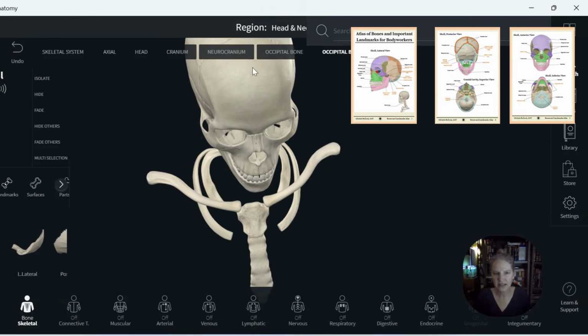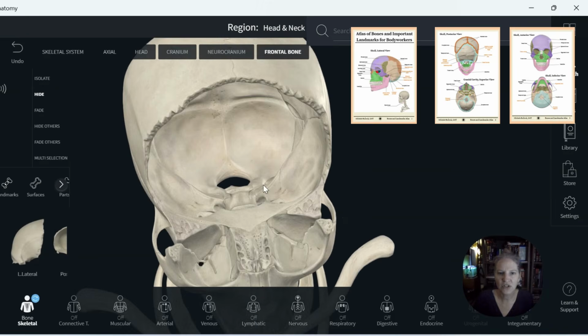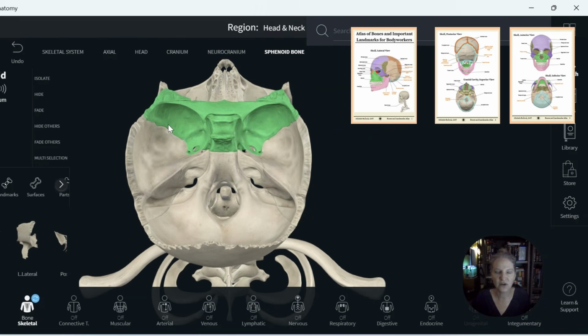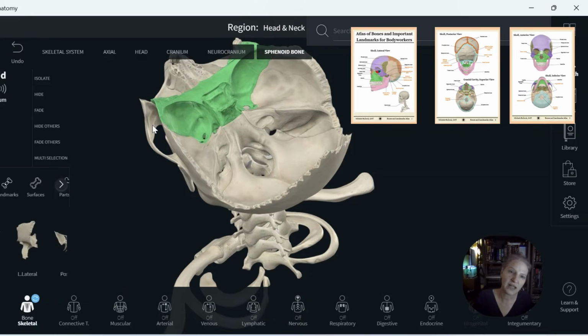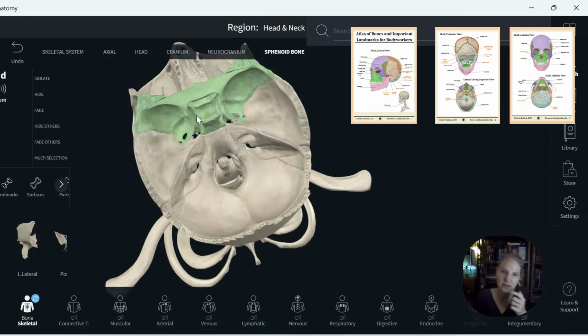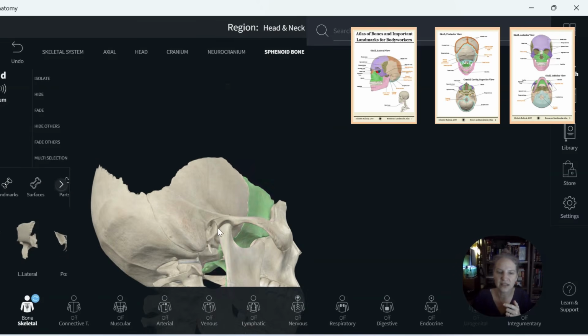Let me just take this part of the cranium off. Sorry about bumping the microphone there. I want you to get a look at this sphenoid bone. You can see the sphenoid bone is the butterfly-shaped bone. There's the foramen magnum where the spinal cord comes through, and you can see a little bit of it here on your head. It goes all the way across.